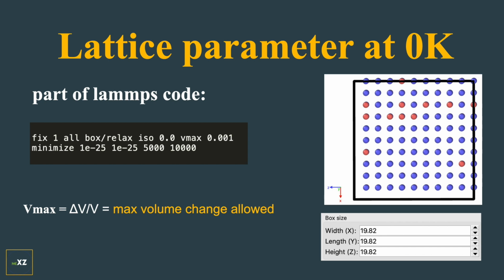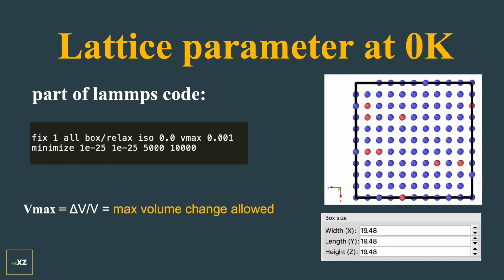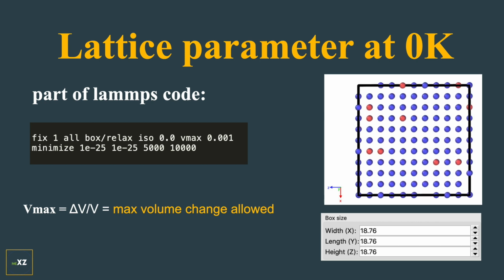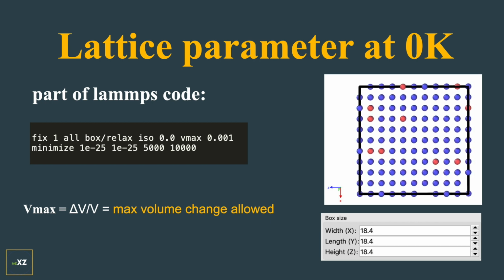In this part of the LAMMPS code, you can see I have used the fix box/relax command for the relaxation of the box, and I use the minimization command to do the simulation. So here I have a movie. In the movie you can see that the box is contracting and the lattice parameter is changing based on the interaction potential between the atoms.